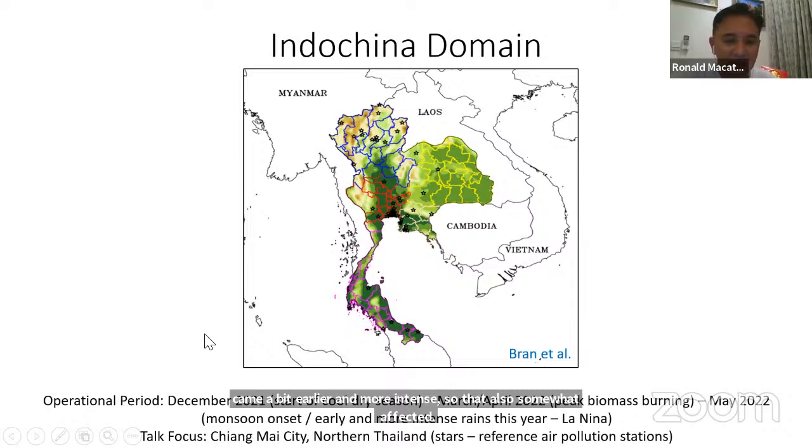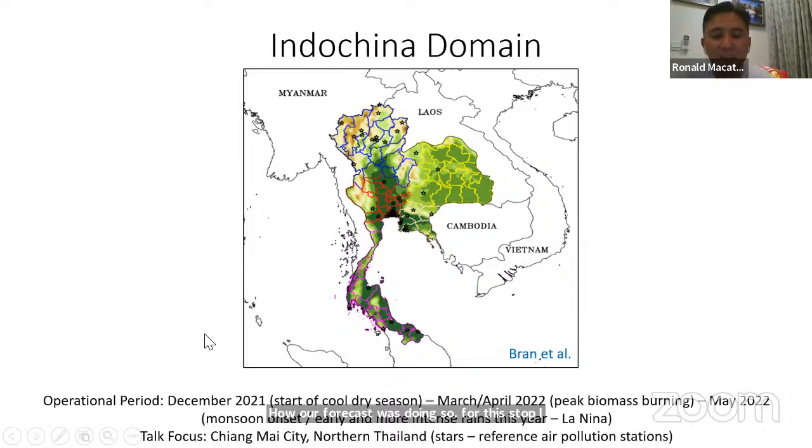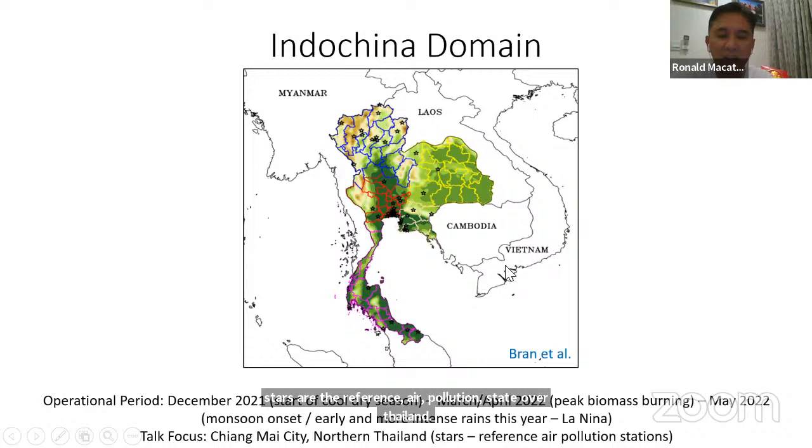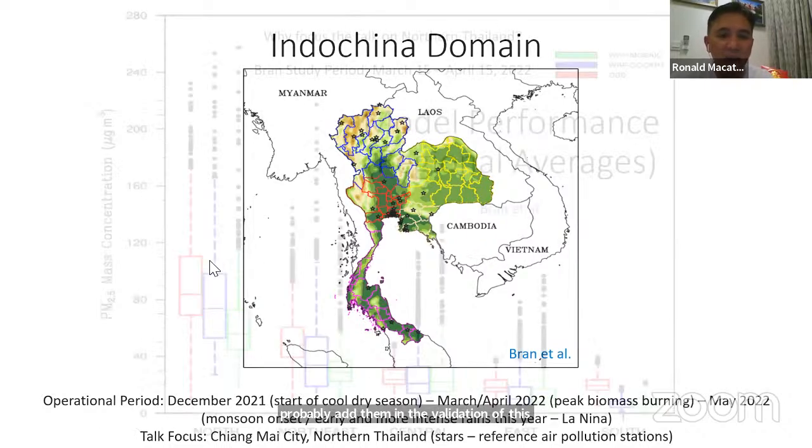So for this talk, I will also focus more on Chiang Mai City in northern Thailand. In this figure, the stars are the reference air pollution stations over Thailand. Actually, the other regions like Myanmar, Laos, Cambodia, Vietnam, mostly they have low-cost sensors. So we'll probably add them in the validation of this system in the future.